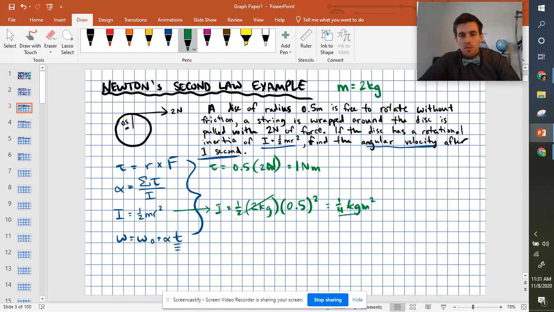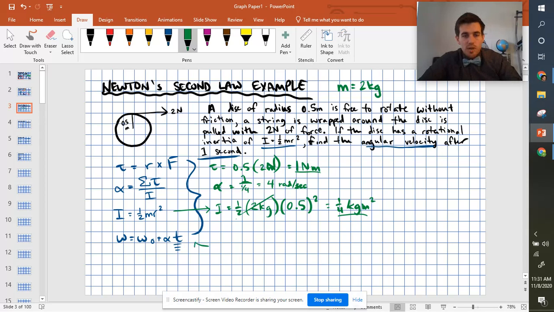Now that I know the rotational inertia and the net torque acting on my system, I can figure out the angular acceleration. That's going to be 1 divided by 1/4, because that's the torque over the rotational inertia, and that comes out to be 4 radians per second squared.